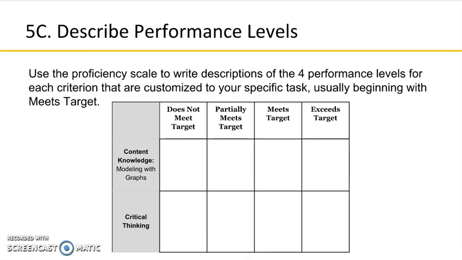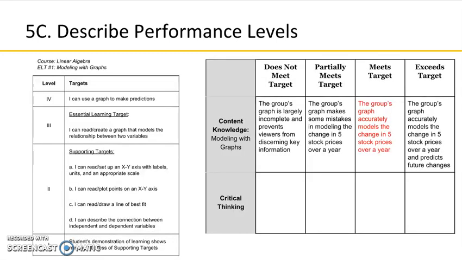And you'd use it one step at a time, usually beginning with the meets target, because that's what we're shooting for. And so, again, here's just an example from my example that I've been sharing in this module. So I would have started with what's in red here on modeling with graphs. For me to figure out what would go in the meets target, I looked at my proficiency scale and saw again that proficiency is defined for this particular learning target as I can read and create a graph that models the relationship between two variables.